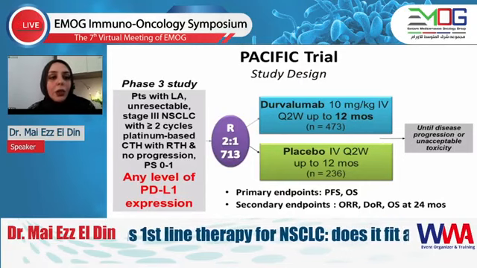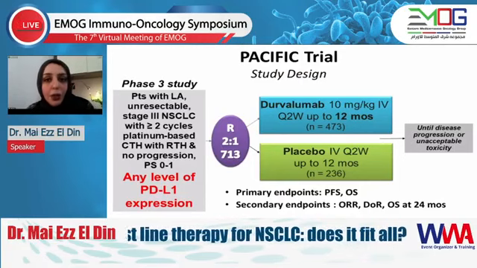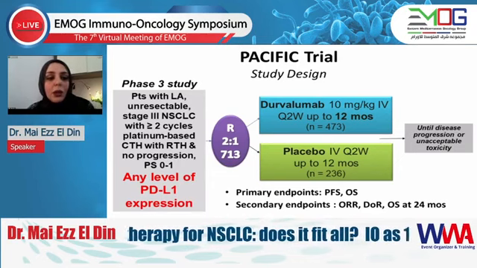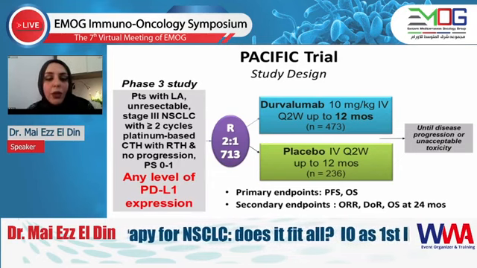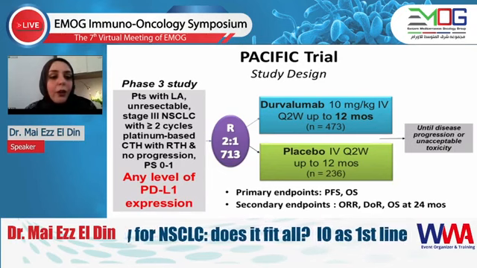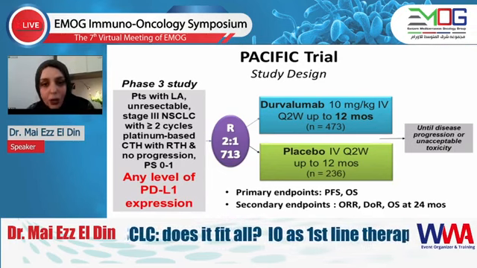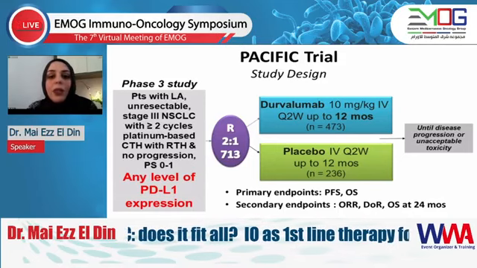And it took patients with locally advanced unresectable stage 3 non-small cell lung cancer. They had to have received at least 2 cycles of platinum-based concomitant chemoradiotherapy. As you can see here in red, any level of PD-L1 expression was allowed, and maintenance durvalumab was given for a year.